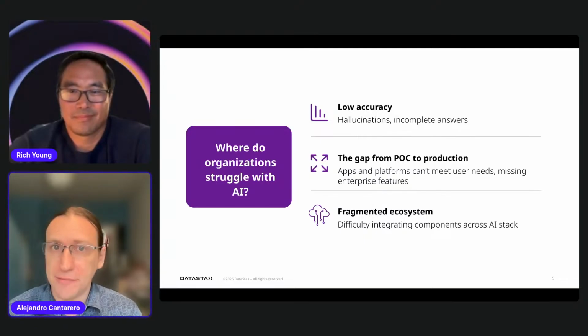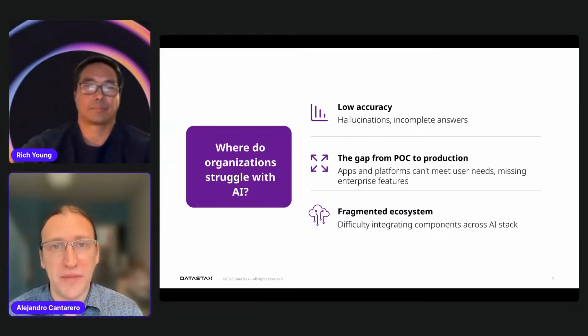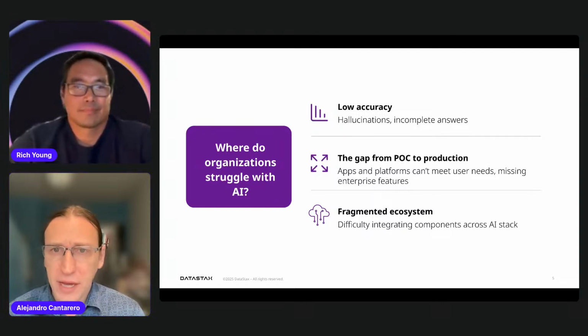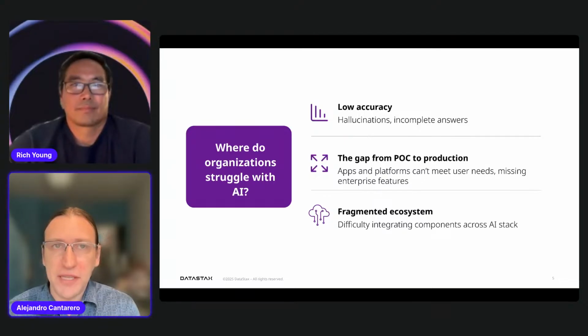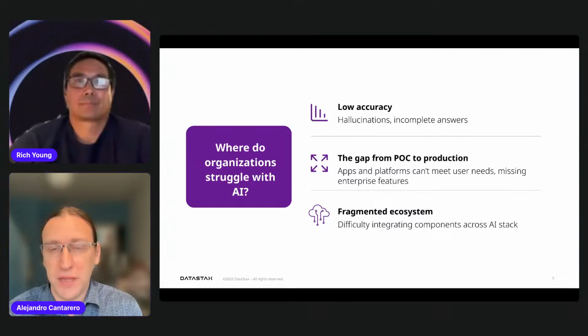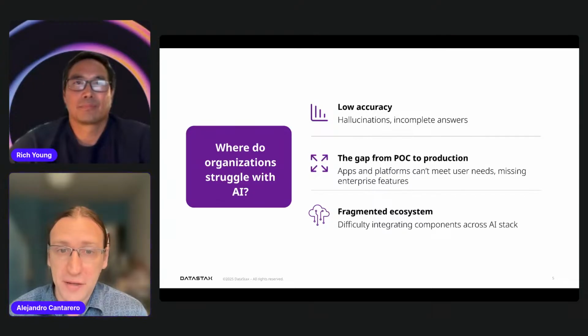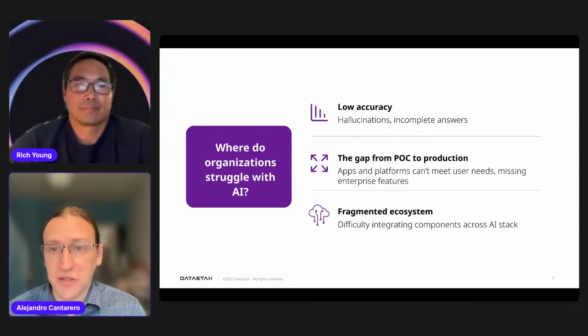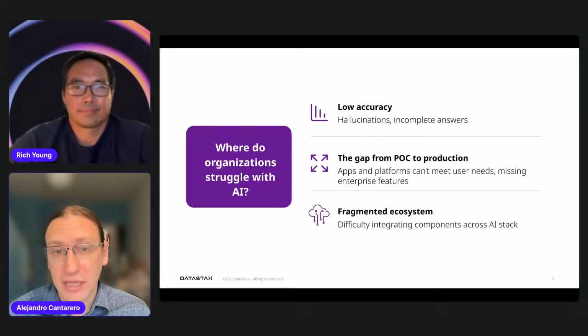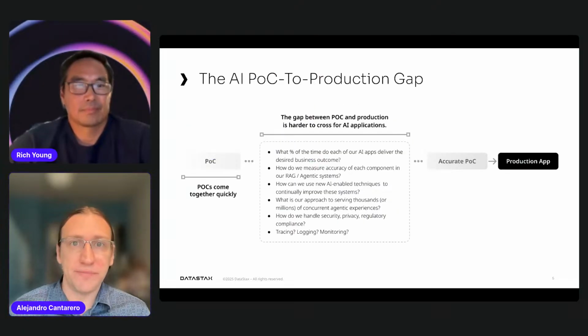One of the biggest ones, low accuracy, right? That can be hallucinations, that can be incomplete answers, different flavors of this, but that you can't quite get the accuracy you're looking for. The next slide, I'll talk a little bit more about the second one, the gap from POC to production. Basically, it's really easy to build a POC and show that something works, but there are a lot of challenges when you try to go all the way to production. And then a lot of tools in the ecosystem. There's a very fragmented ecosystem. A lot of what we're going to be showing you today is how to bring a bunch of those tools together really easily to solve problems.